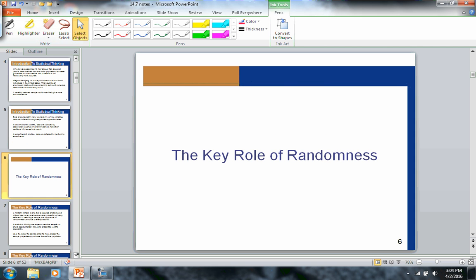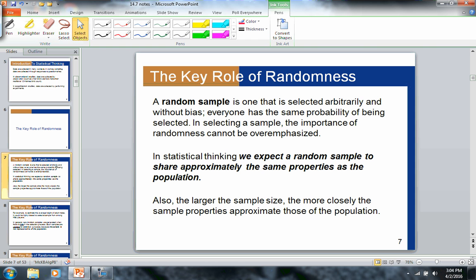Now, when we're dealing with our experiments, we have to make sure that they are random. And this really can't be overemphasized. Your sample has to be random, and that means that it's selected arbitrarily and without bias. That's the key. Everyone has to have the same probability of being selected to be in the sample. Now, we expect a random sample to share approximately the same properties as the population, so that the sample is as close to the entire population as possible.